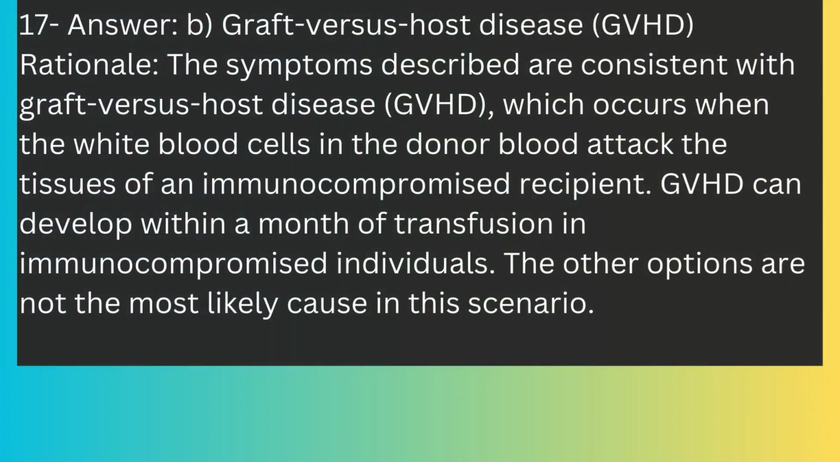The answer is B. Graft versus host disease (GVHD). The symptoms described are consistent with GVHD, which occurs when the white blood cells in the donor blood attack the tissues of an immunocompromised recipient. GVHD can develop within a month of transfusion in immunocompromised individuals. The other options are not the most likely cause in this scenario.